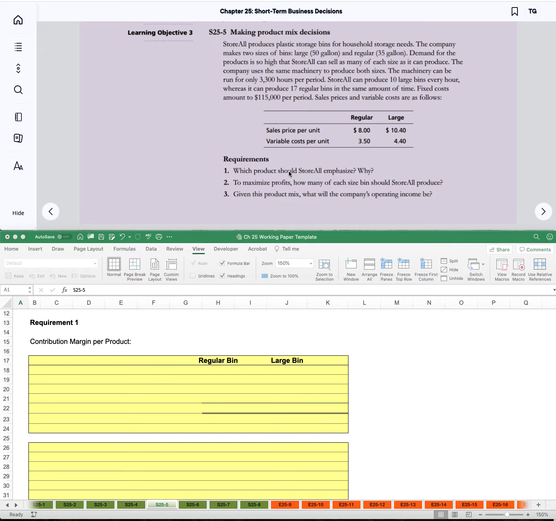Which product should Store-All emphasize and why? To maximize profits, how many of each size bin should Store-All produce? Given this product mix, what will the company's operating income be?